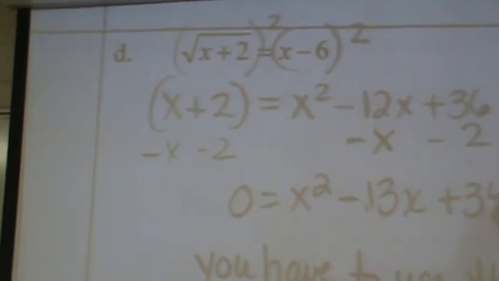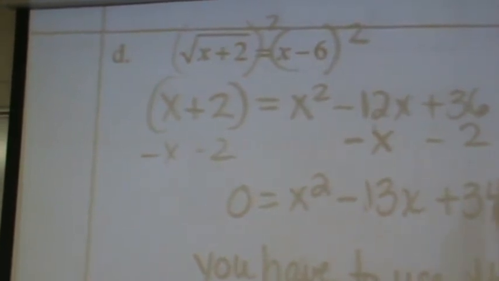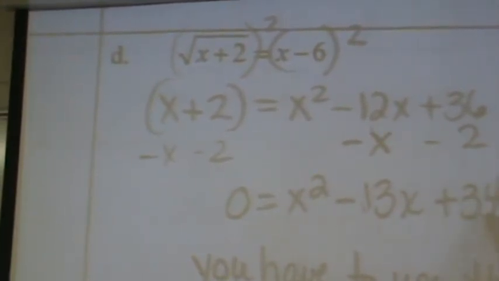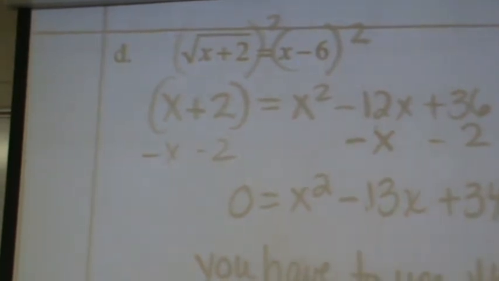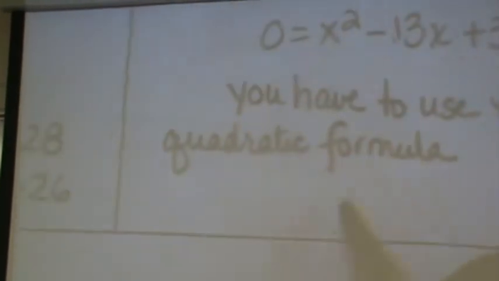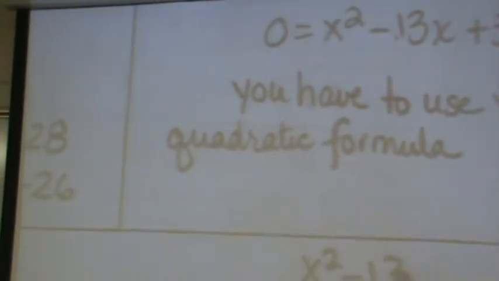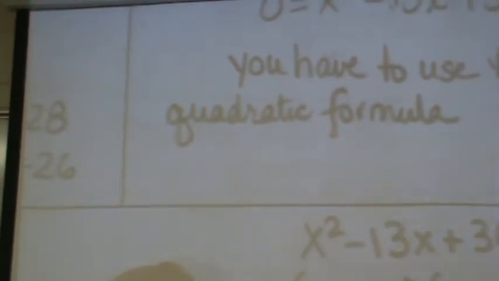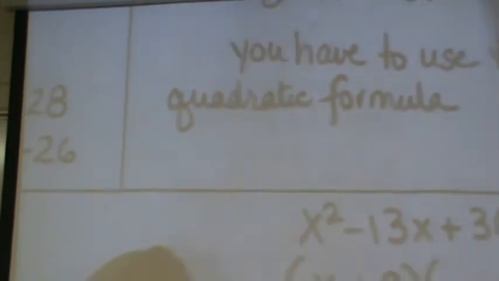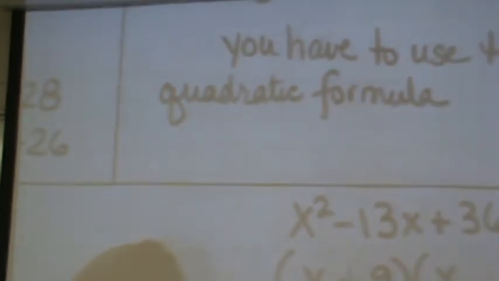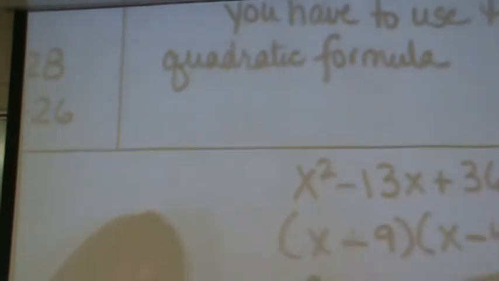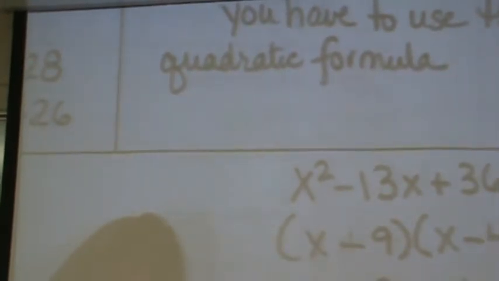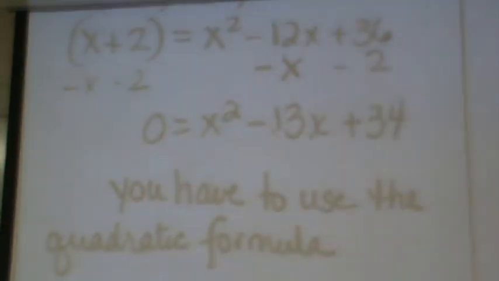If this were 36, like right here, then you can factor it. If it said x squared minus 13x plus 36, then you'd have x plus 9, I'm sorry, x minus 9. Right, because these two multiply to give you that, and then 9 and 4. But this one, you can't factor that.